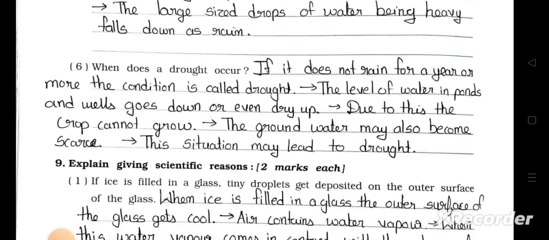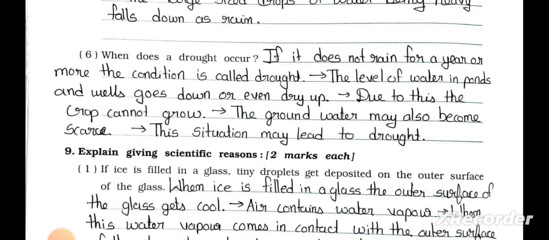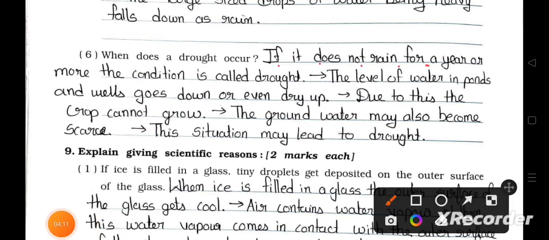See the question number 6. When does a drought occur? Answer is if it does not rain for a year or more, the condition is called the drought. The level of water in ponds and wells goes down or even dry up. Due to this, the crop cannot grow. The groundwater may also become scarce. This situation may lead to drought.